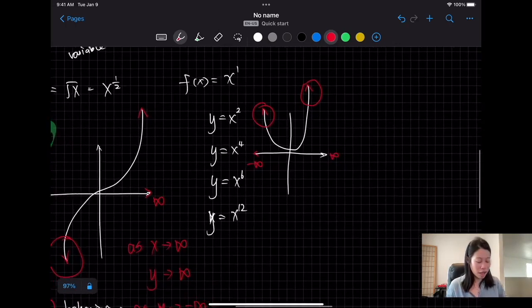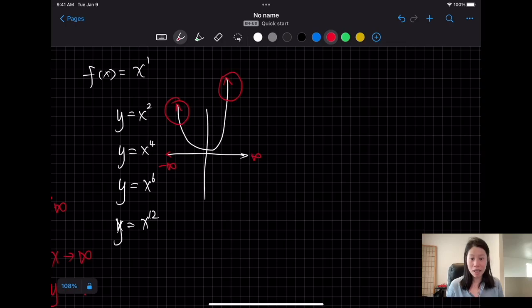All right, so now let's take a look at the even functions. The power function with an even exponent. Well, you might notice that as x goes to the right, y goes up, which means a positive infinity. And then as x goes to negative infinity, the graph is also going up. So that is also a positive infinity.